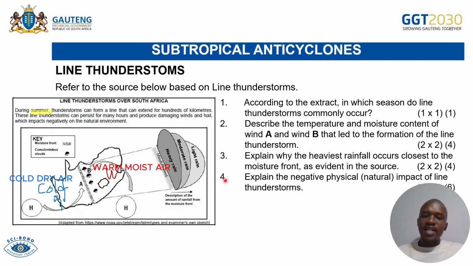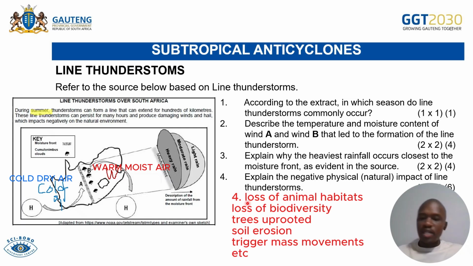Number 4. Explain the negative physical or natural impacts of line thunderstorms. When we speak about physical impacts or natural impacts, we're referring to the impact on the natural environment. Number 1, remember, they are going to bring flooding. You can say that trees are going to be uprooted. Remember, trees are part of our physical and natural environment. The topsoil is going to be washed away. You see, it leads to soil erosion, because there's going to be floods.